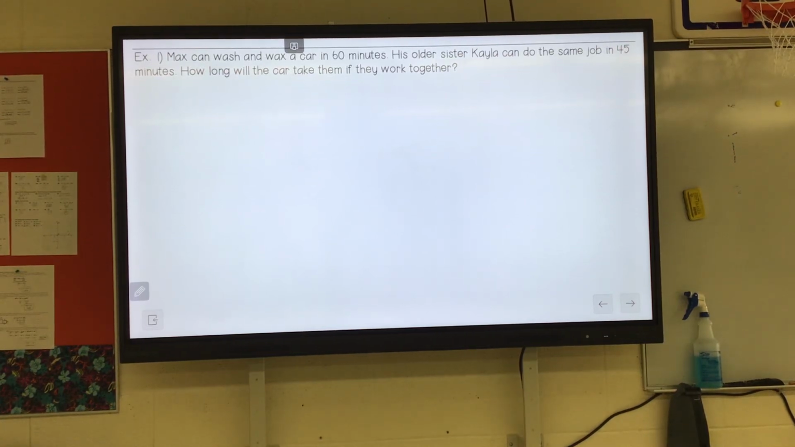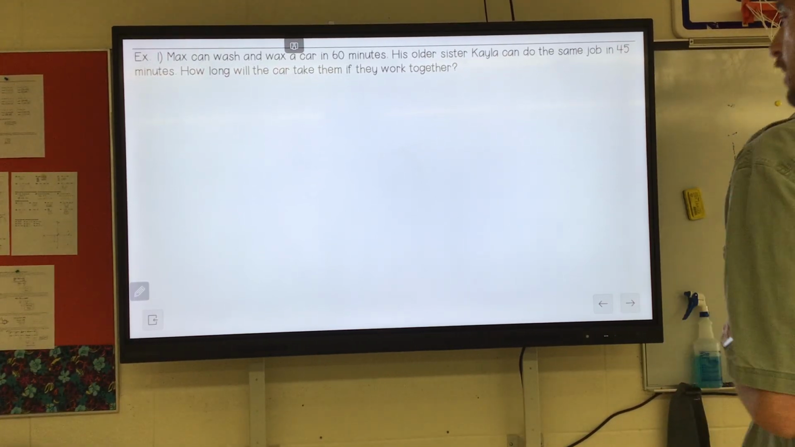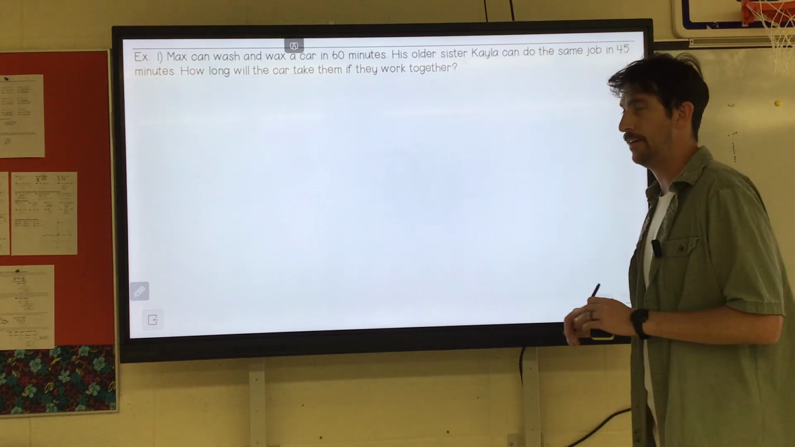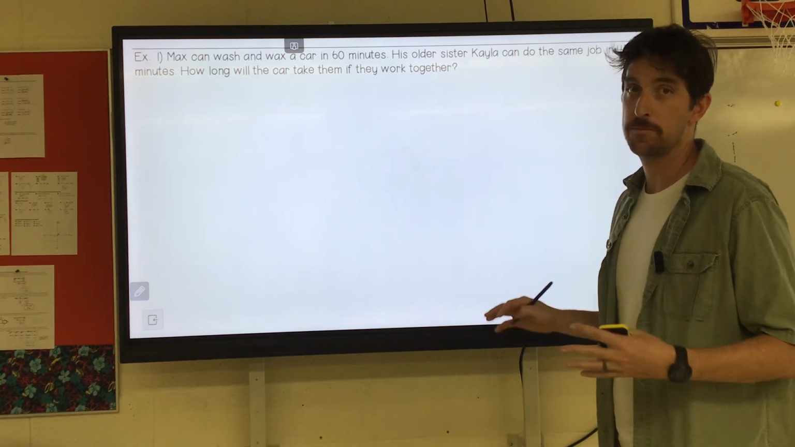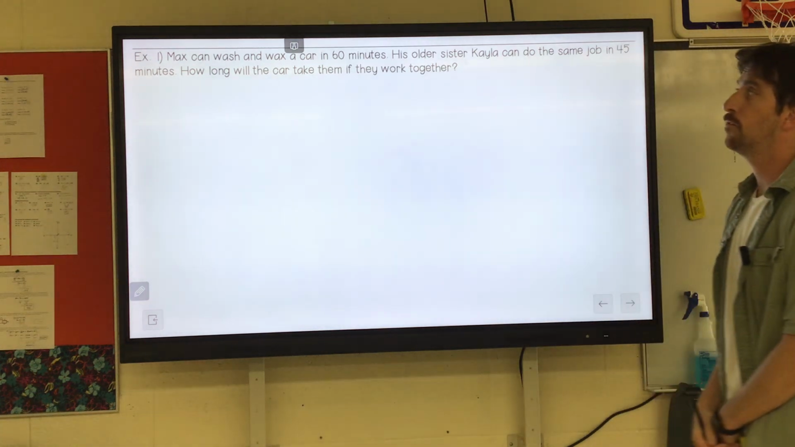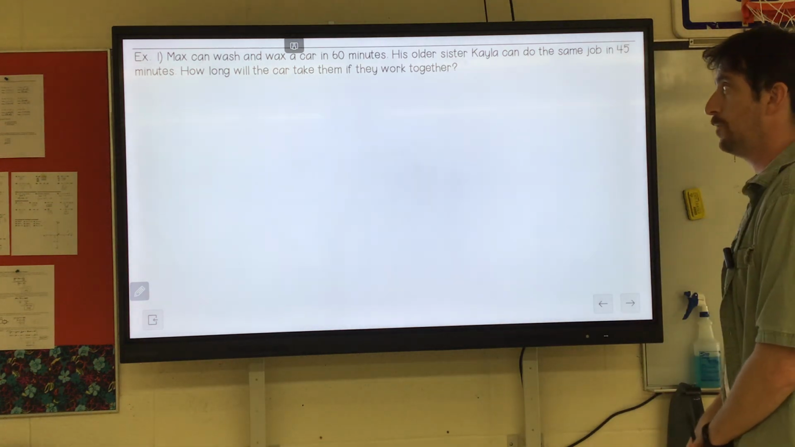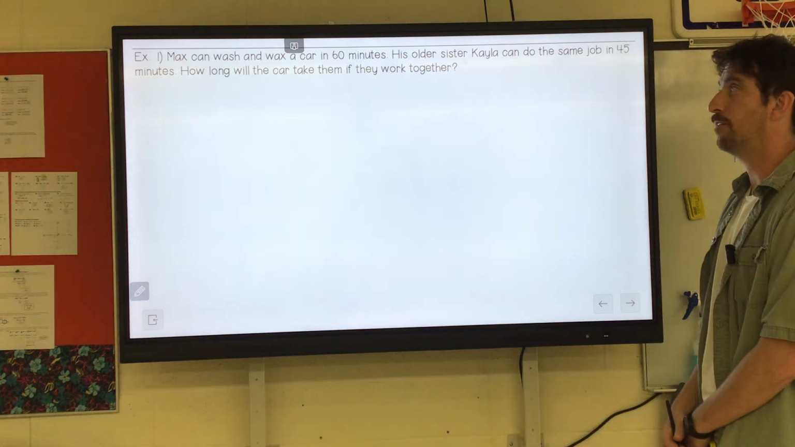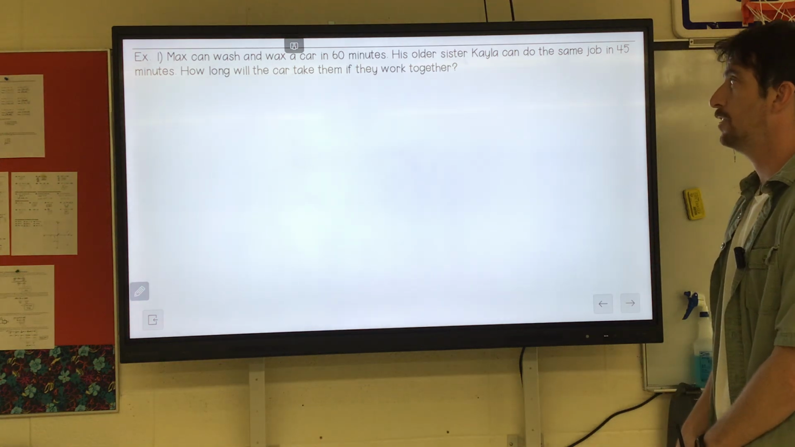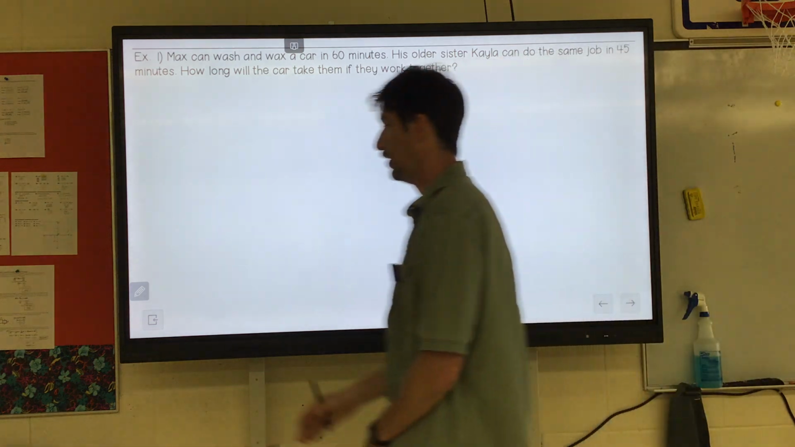Last time we worked on those rational equations and multiplying out a lowest common denominator. That's going to come into play right here, and it makes these kind of problems a lot easier. Max can wash and wax a car in 60 minutes. His older sister Kayla can do the same job in 45 minutes. How long will the car take them if they work together?